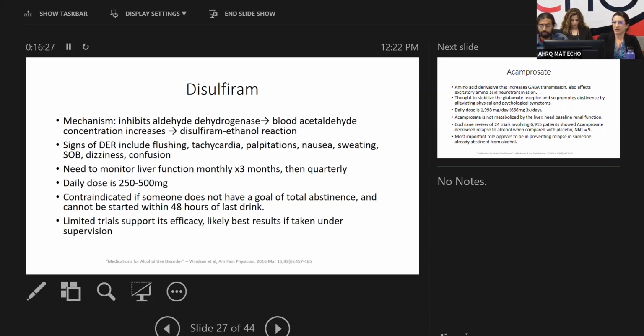This does require some monitoring of liver function. It is contraindicated in heart disease. The daily dose is usually 250 milligrams a day up to 500 milligrams. And it's contraindicated if someone doesn't have a goal of complete abstinence, again, because of that reaction with alcohol. So again, there's not really good trials that support its efficacy, but it's probably best when it's taken under supervision.